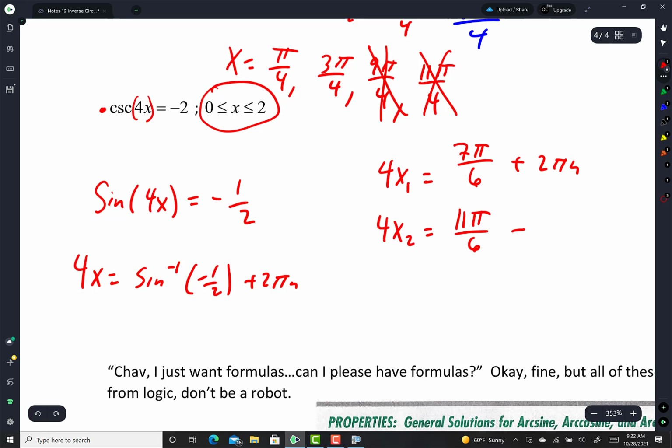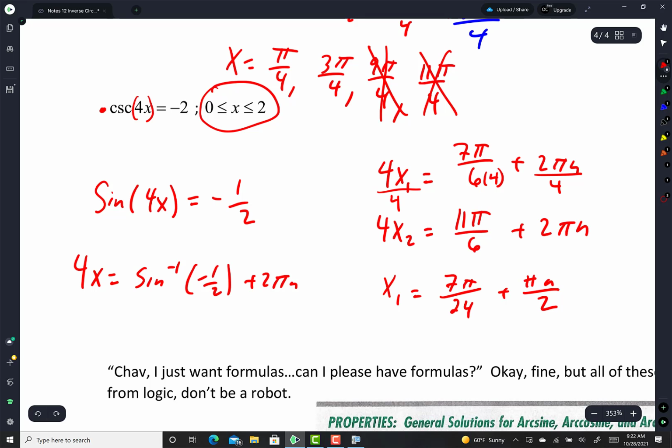Yep. How do we feel? Don't worry, we're almost done, guys. Now I'm going to divide everything by 4. So I'm taking the 4x1, divide by 4, place it right next to the 6 there, divide by 4. So x1 equals 7 pi over 24 plus pi n over 2.